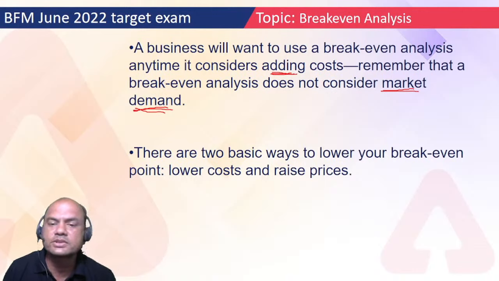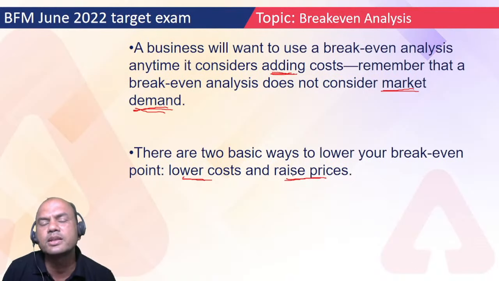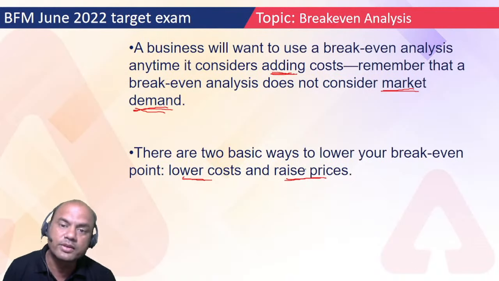There are two ways to lower your break-even point. What are the two ways? One, lower the cost, means reduce your cost, and second, increase your sales or raise prices. How do you increase sales? There are two ways of increasing my sales. One is to increase the prices.